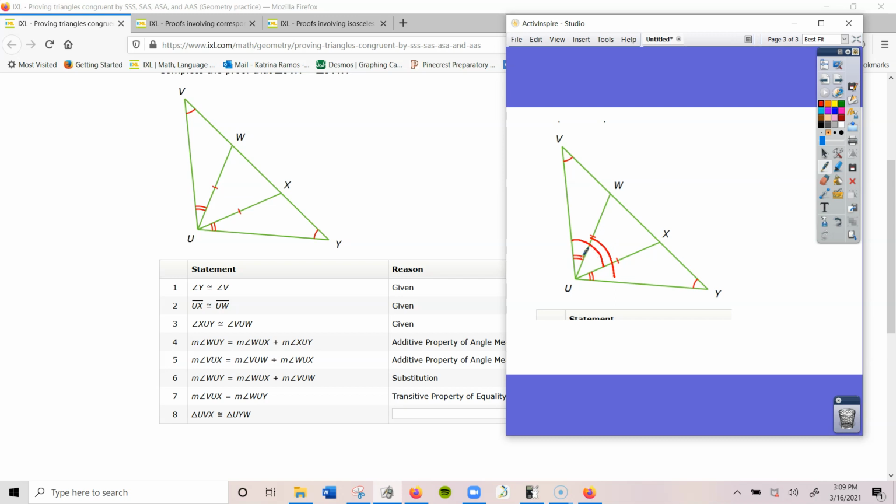Now we are trying to show that triangle UVX, so this large triangle here, is congruent to UYW here. Now that's hard to see because we got a lot going on, so I'm going to draw them separately. So this is UVX, and then this is UWY.